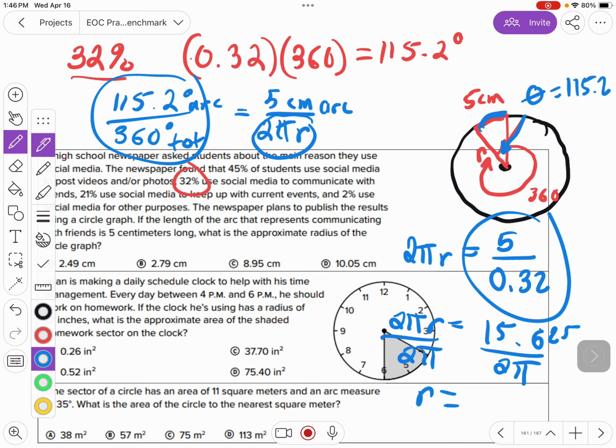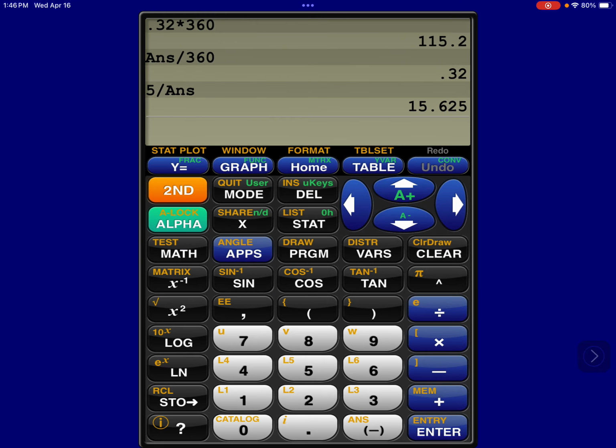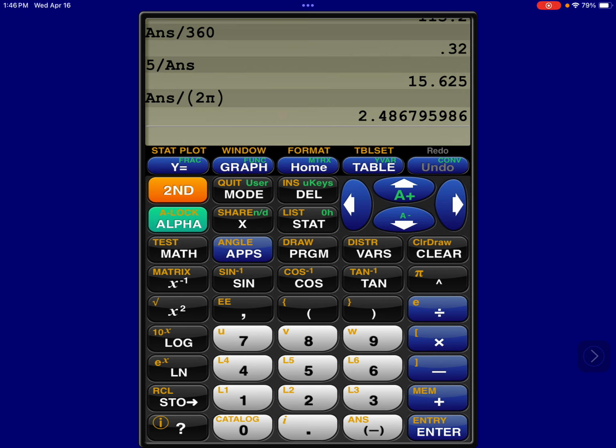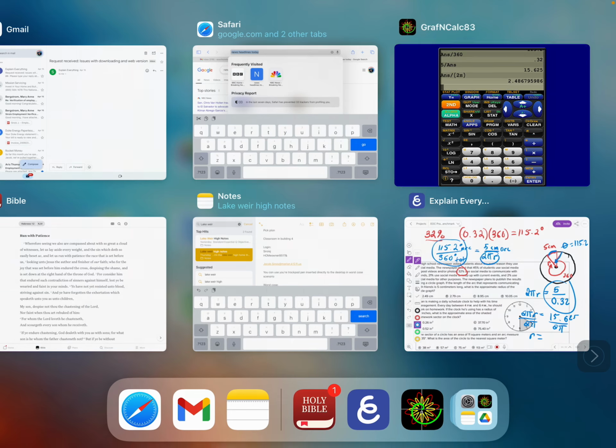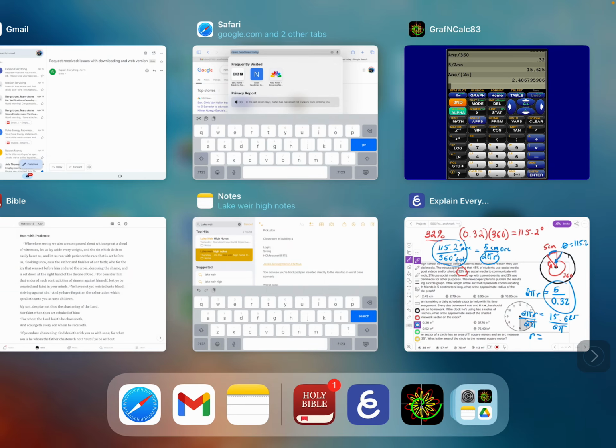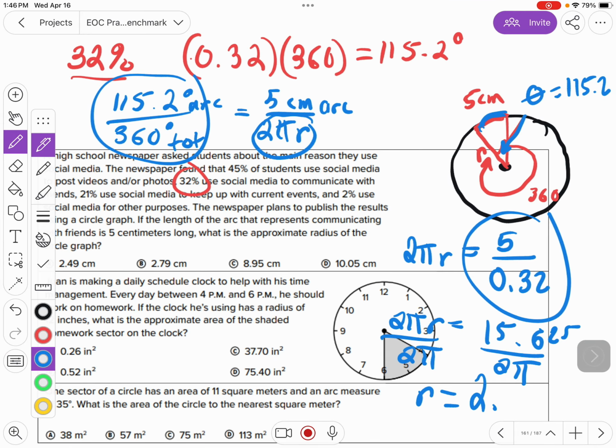So r equals, and I'm going to go back to the calculator and divide by 2 pi. All right, so I get 2.4867. I'm going to round to 2.49. Okay, so that's the answer, and it is actually A. It's 2.49 centimeters. That is the length of the radius.